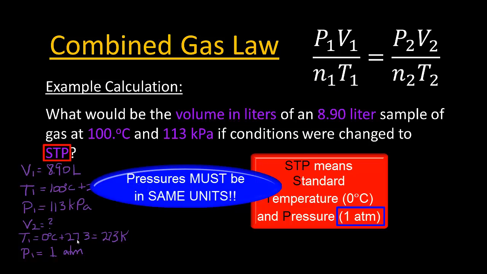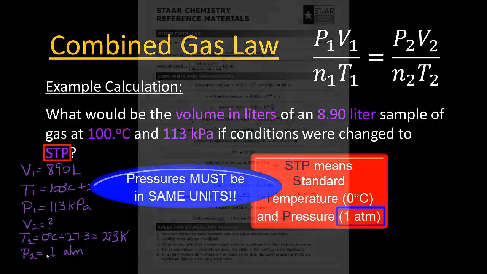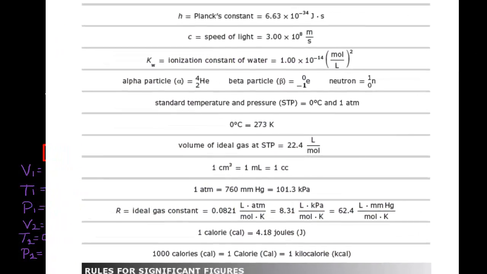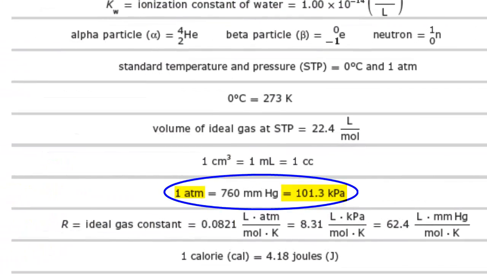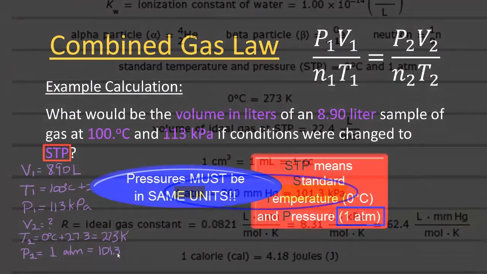Now, this should be a clue right here. We have our initial pressure in kilopascals and our final pressure. Those should be finals, I apologize. Our P2 is in atmospheres. We need to convert that to kilopascals or convert our kilopascals to atmospheres. Well, I think it's easier to convert 1 atmosphere to kilopascals. Let's look on our STAR reference sheet, and we notice that 1 atmosphere is equal to 101.3 kilopascals.